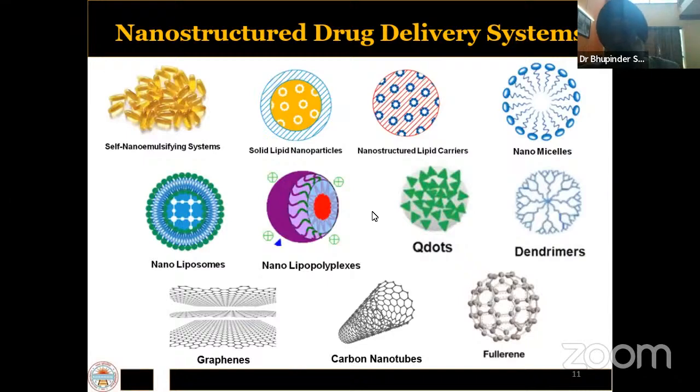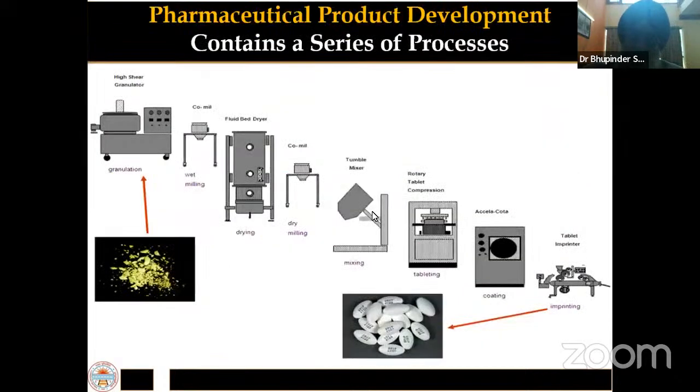Having been the honorary founder coordinator of the National UGC Center for Excellence in Nanobiomedical Applications for more than a decade, my research team and I have had the opportunity of handling diverse kinds of nanostructured drug delivery systems, including SNEDs, SLNs, NLCs, nanomicelles, nanoliposomes, nanolipopolyplexes, quantum dots, dendrimers, graphenes, CNTs, fullerenes, and many more, to the best advantage of the drug delivery scientists.